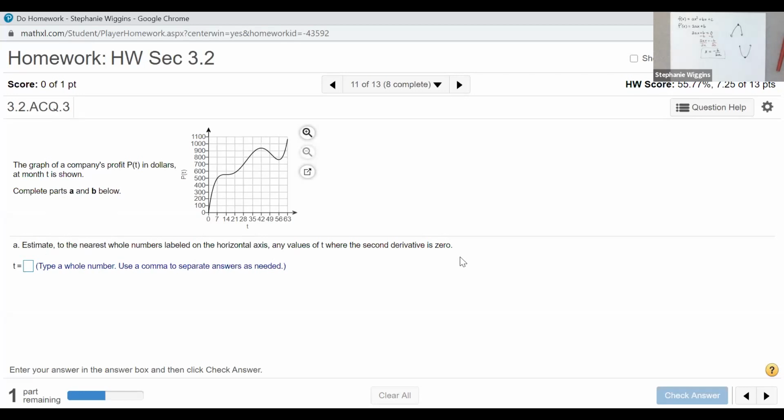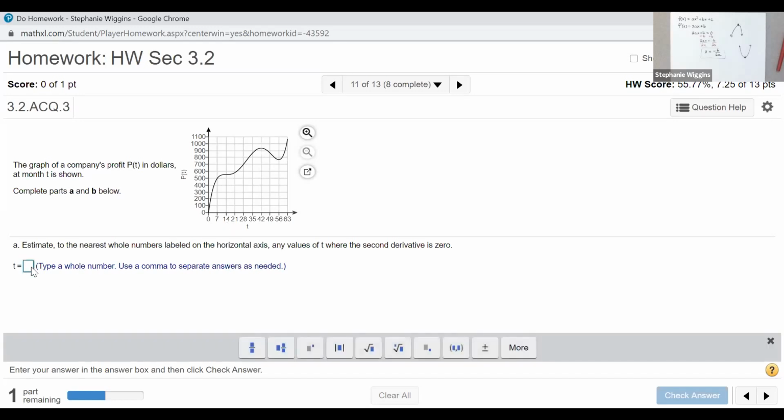That's where concavity changes. So let's just look at this curve. We're coming along here. Notice it's concave down. And then at this point, suddenly it changes to concave up. So this right here is an inflection point. They just want the values on the horizontal axis. So I go down to the horizontal axis. I see that that's at 14. So I'm going to type in 14 here.